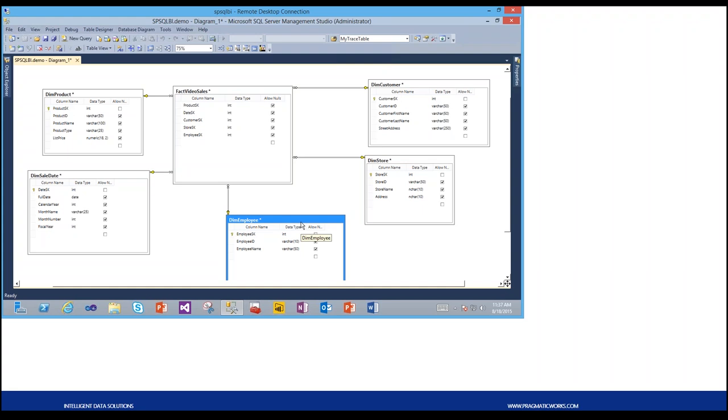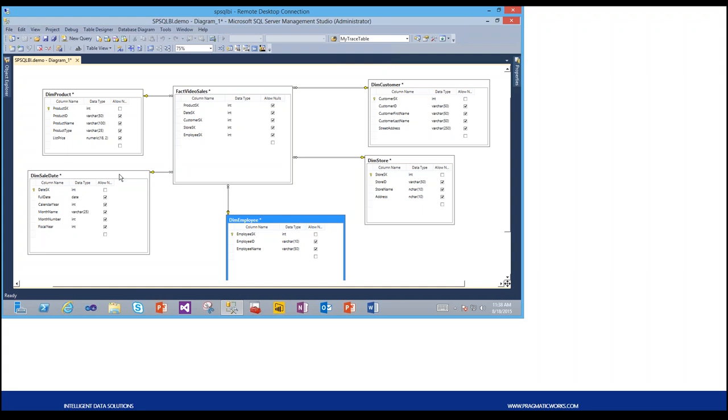Now, I want to point out that we've identified our dimensions based on our grain statement. We've determined that at a transaction item level, there's a product associated with it, a date associated with the sale, an employee who worked with the customer on that sale, that it happened in a store, and a customer bought that product. So we've identified our dimensions there. And I want to point out a few things to be aware of regarding SSAS.